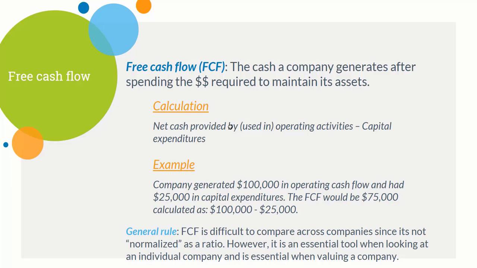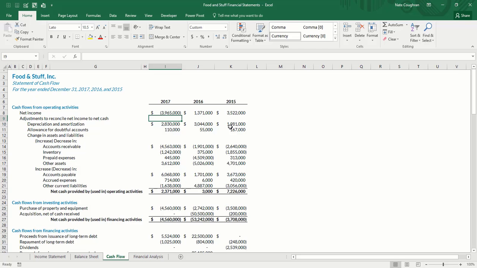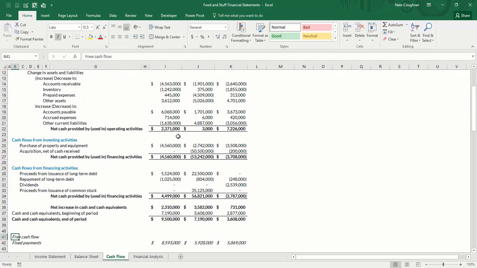Now let's go ahead and go to the financial statements and let me show you how we are going to calculate free cash flow. So we are on the Excel spreadsheet and we are on the Food and Stuff statement of cash flow. And I'm going to come down here to the bottom where we have space for free cash flow. Now remember, free cash flow is taking the cash from operating activities and then subtracting out CapEx, capital expenditures. That's the money it takes to maintain our asset base, make sure that we're still good to go.